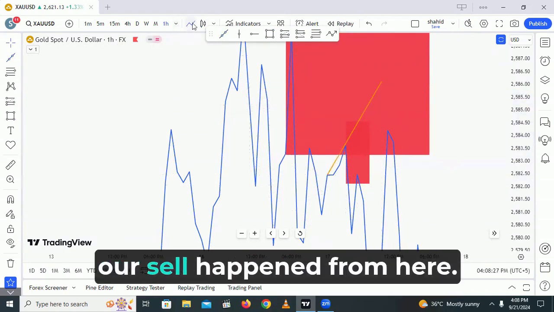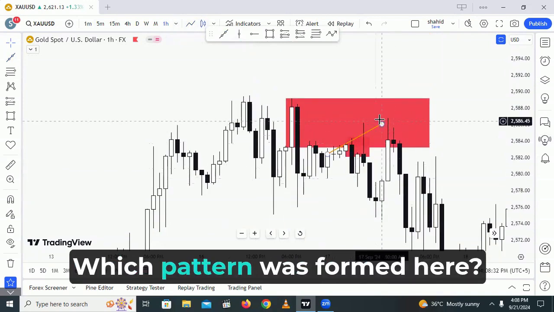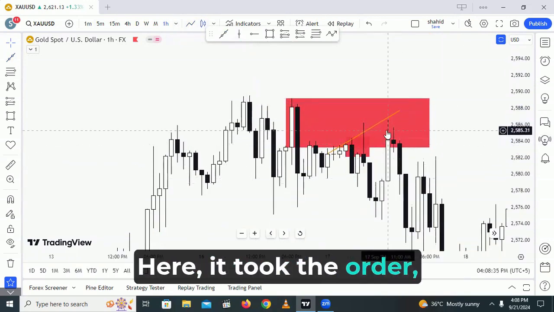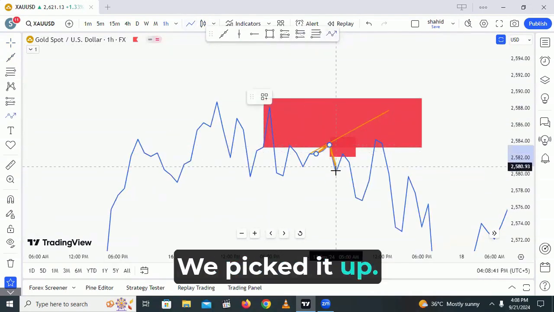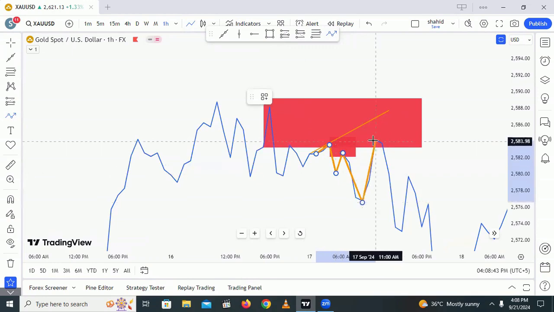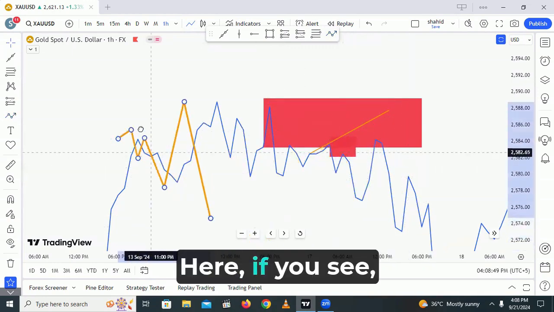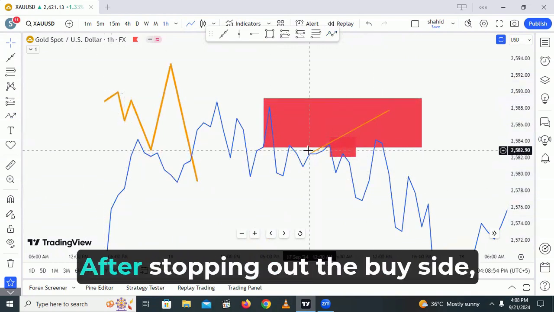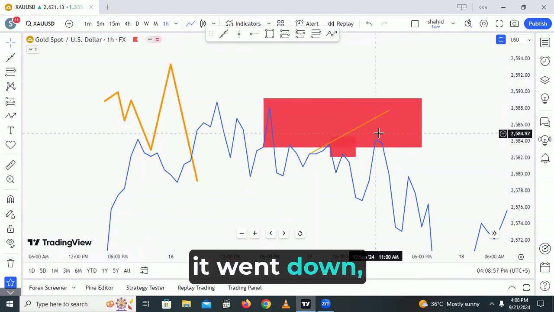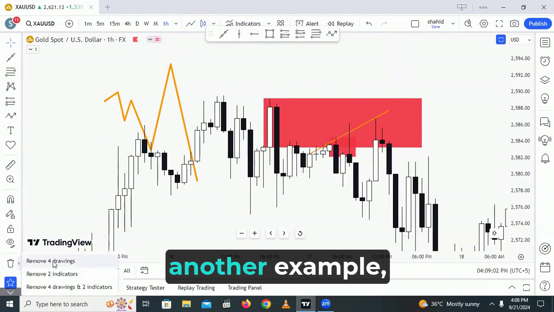So here we have its confirmation. See, our sell happened from here. See, it sold and then it sold completely. Which pattern was formed here? Here, it took the order and the market came down. So, which pattern was formed for us? We picked it up. Here, if you see, the market first stopped out the buy side, then look at the sell. After stopping out the buy side, it went down, then the market went up and took its order. Okay, after that, look at another example.